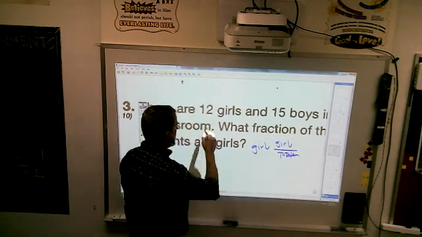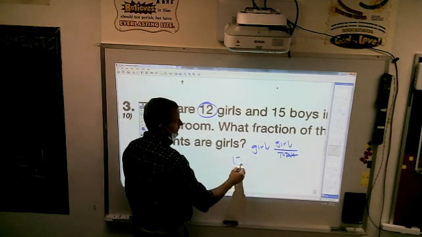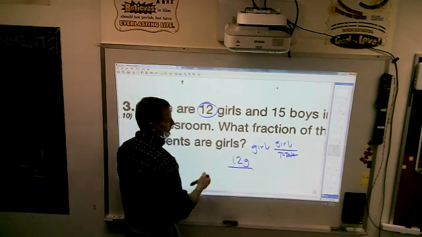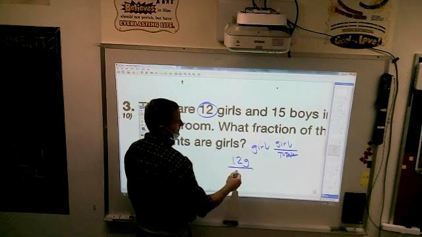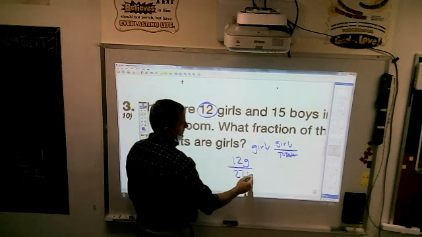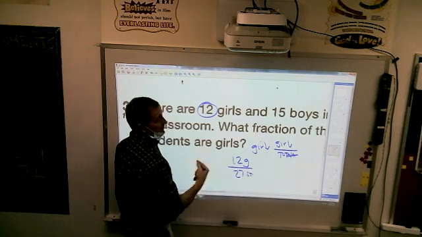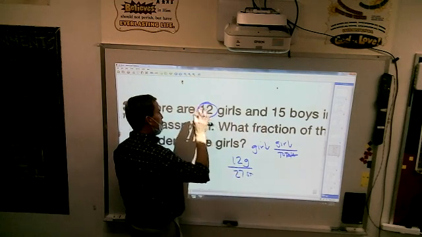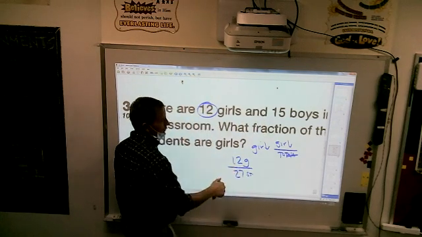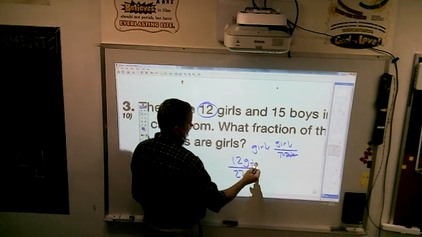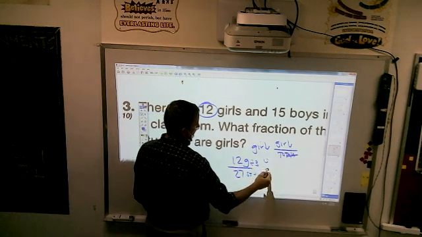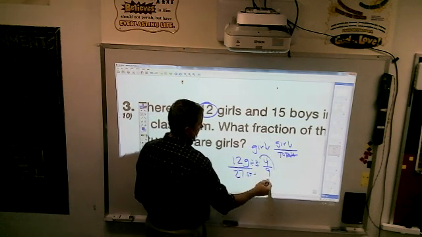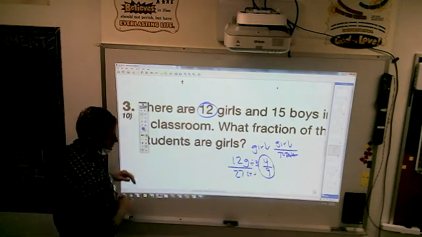How many girls are there? 12. How many students are there in the class? 12 plus 15 is 27 students. If they wanted the ratio of girls to boys, then it'd be 12 over 15, but they wanted girls to students, which is 12 over 27, and you still need to reduce. Divide both by 3, you get 4/9 of the students are girls.